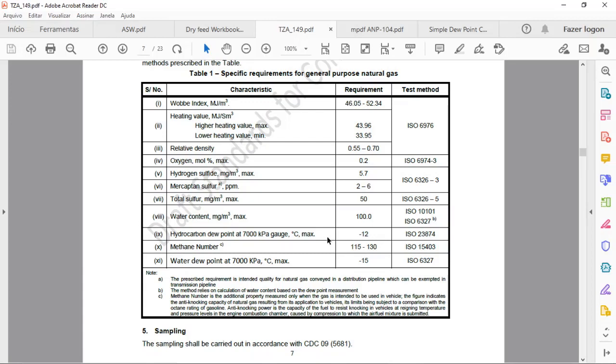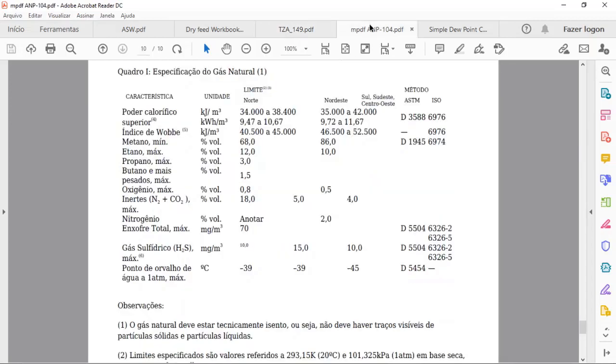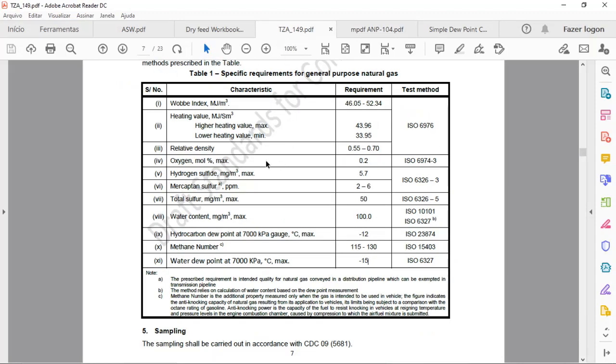So this is the requirement in Tanzania, and I also have an example from a requirement in Brazil. And in Brazil you can see that the water dew point is minus 39 degrees Celsius, depending on the region of the natural gas specification, and in the other regions it is minus 49 degrees Celsius. And of course there are some requirements related to the content or composition for methane, ethane, propane, etc. Tanzania also has some specifications related to contaminants and others.